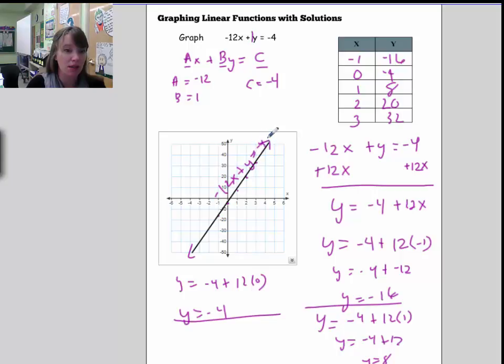Now, I went back to the original equation. You could have put this equation on the line as well, but just put some equation on the line. So you can see that's how you can graph linear functions with solutions. We're going to come up with more efficient ways to graph it, but that's just the first level.